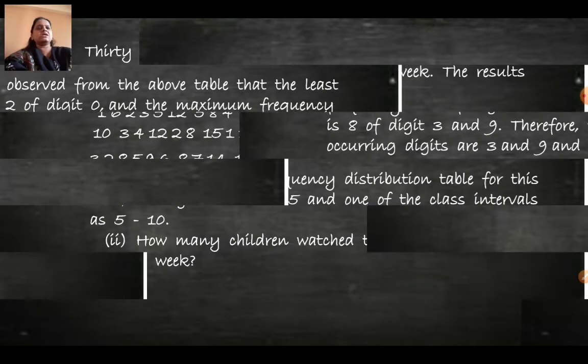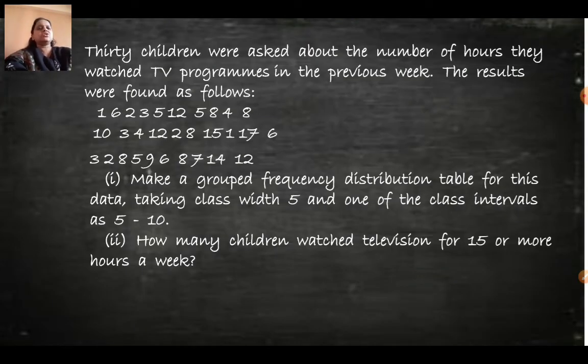Now continue with the next sum. Thirty children were asked about the number of hours they watched TV programs in the previous week. The results are found as follows: 1 hour, 6 hours, 2, 3, 5, 1, 2. So these all are nothing but the number of hours. There are 30 digits here, which means there are 30 children, and the data shows how many hours they watched TV.